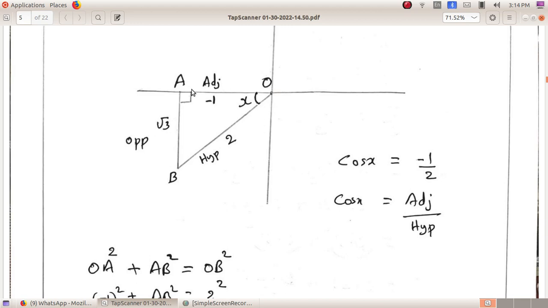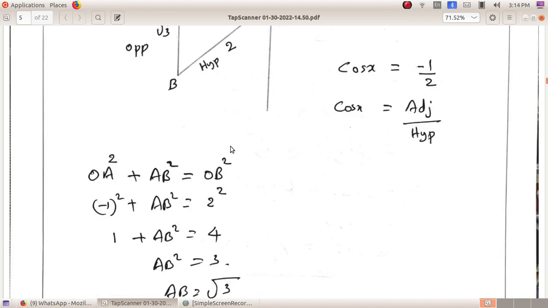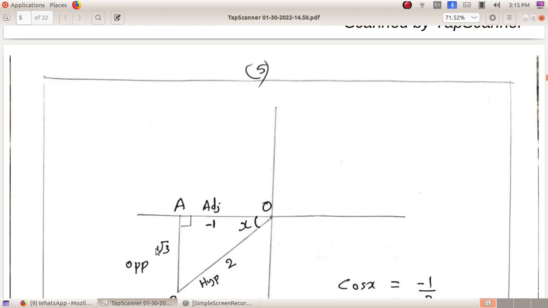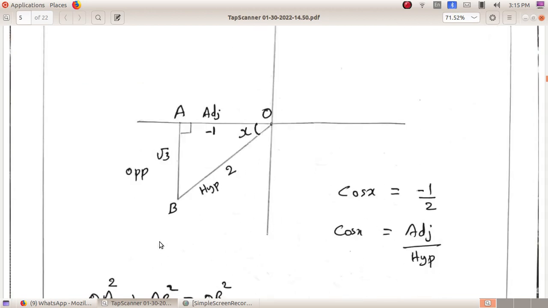So OA square, that is minus 1 square, plus AB square equal to hypotenuse square, means 2 square. So minus 1 square means 1, plus AB square is equal to 4. 2 square means 4. So 1 plus 3 equal to 4. Therefore AB square is equal to 3. So AB is equal to what? Square root of 3. This is found out now. AB is equal to root 3.